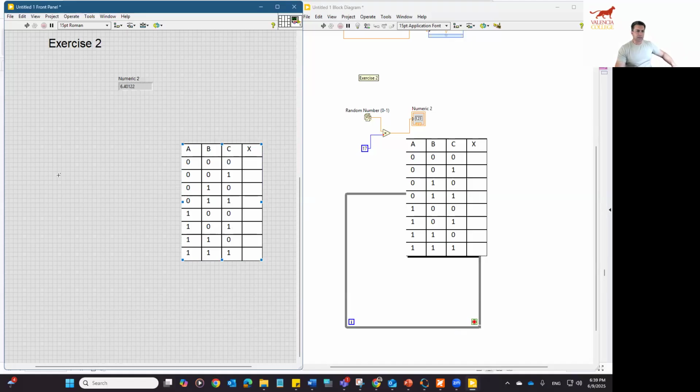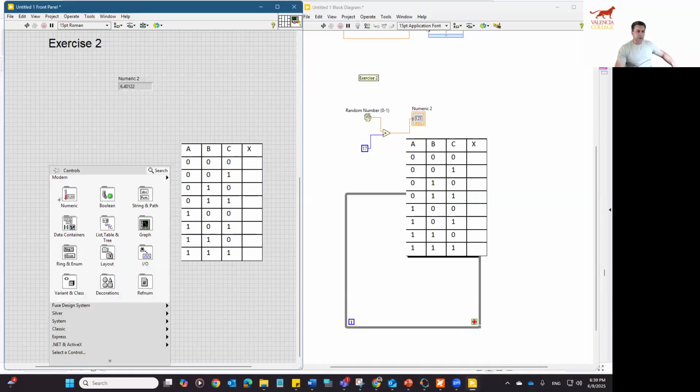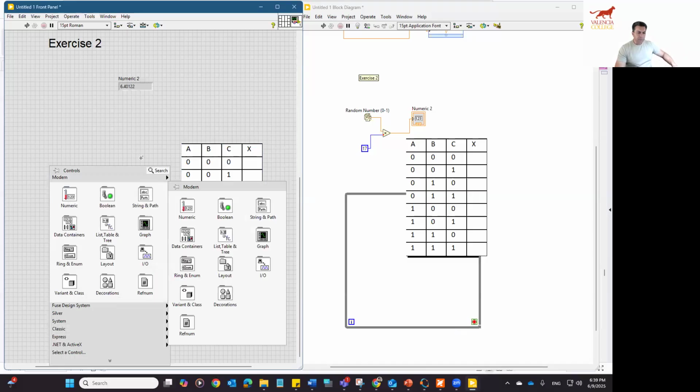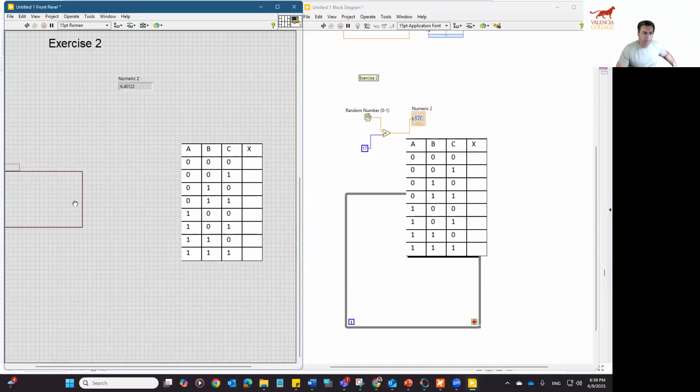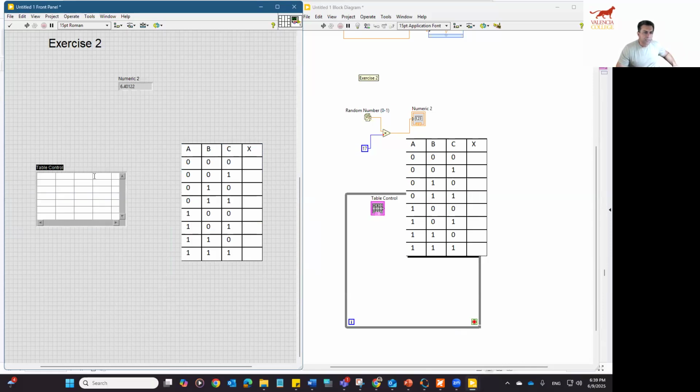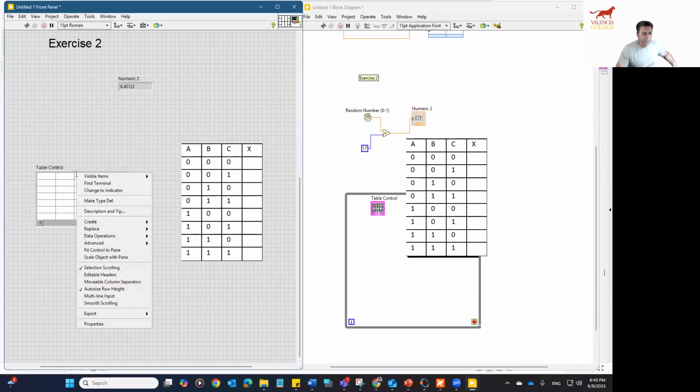The other way you can do that if you want to is you also have list table entries. So you can just put a table, for example, and then do A, B, C, and X, and then just create a table over here. But if you do that, then make sure you right click on the table, go to data operations, and then do make current values default.